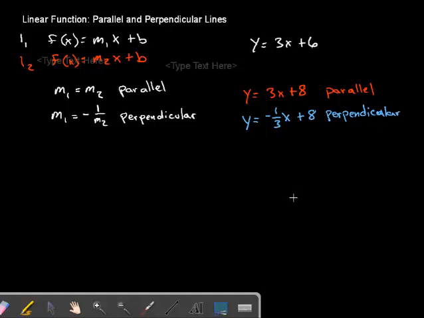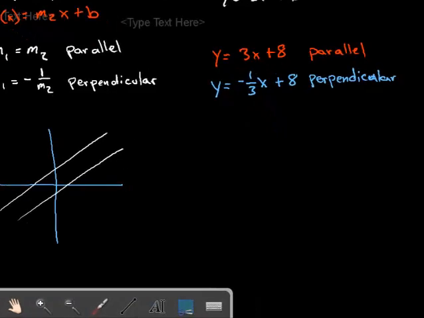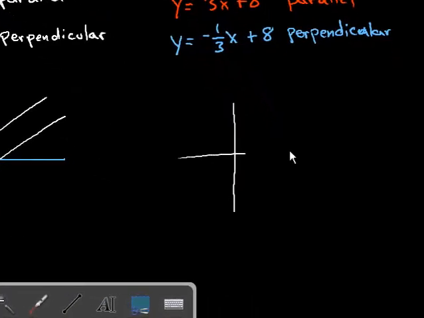So, and then that's parallel, and actually, let me just demonstrate. Parallel lines will run side by side. Perpendicular lines will intersect each other. So that's the difference between a parallel and a perpendicular line.